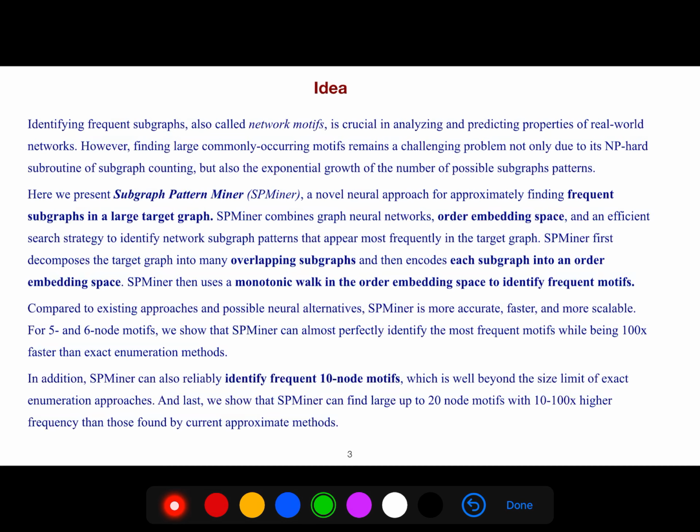SPMiner combines graph neural networks, order embedding space, and an efficient search strategy to identify network subgraph patterns that appear most frequently in the target graph. SPMiner first decomposes the target graph into many overlapping subgraphs, and then encodes each subgraph into an order embedding space. SPMiner then uses a monotonic walk in the order embedding space to identify frequent motifs.